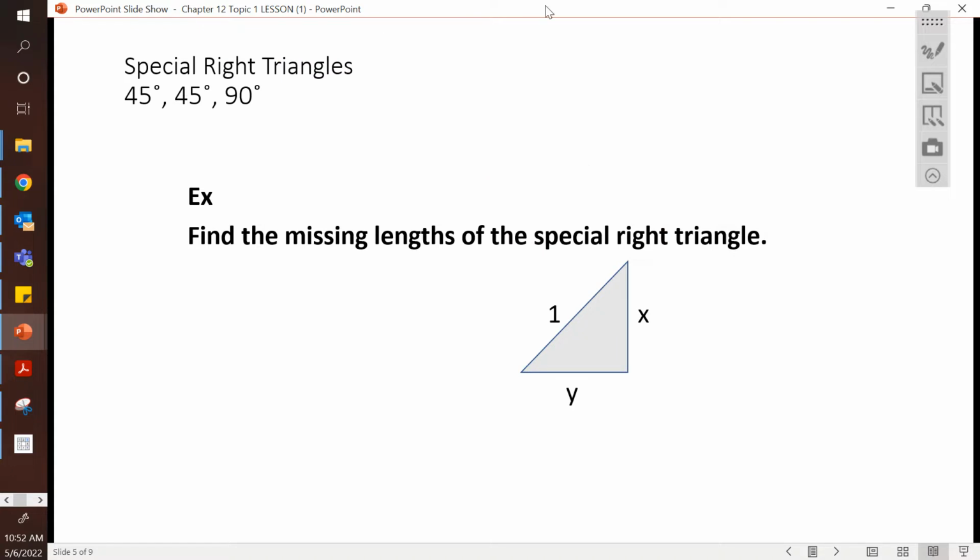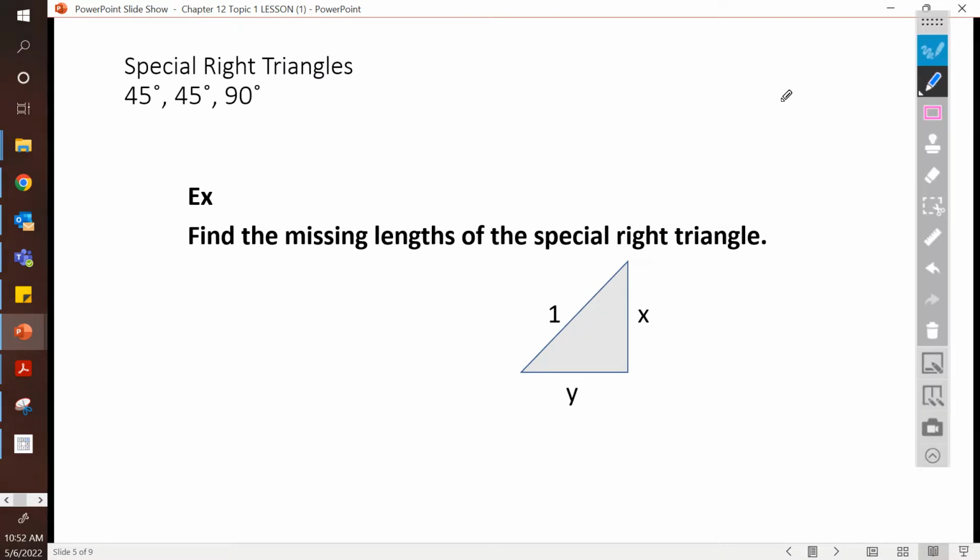So for example, in a special right triangle, we only need to know one side because all the sides are expressed in terms of each other. So as long as we know one side, we can find the rest. So for example, find the missing length of the special right triangle. This is a 45, 45, 90. And our legs are the same length, so x and y are equal to each other. And the hypotenuse, which is 1, is equal to the leg multiplied by the square root of 2.